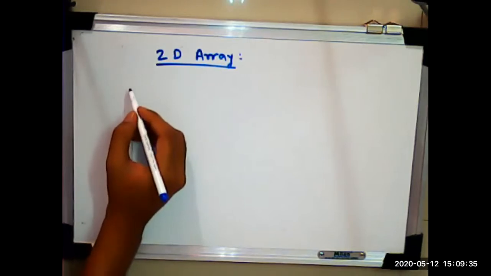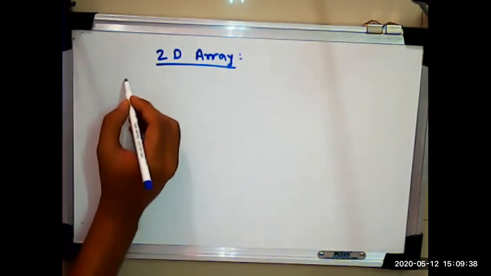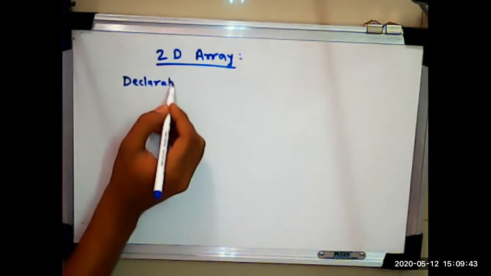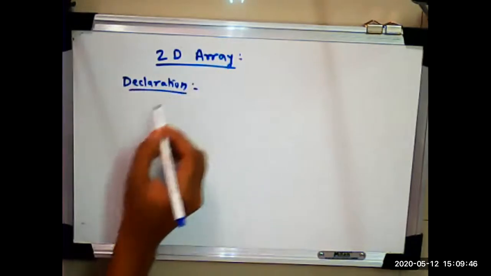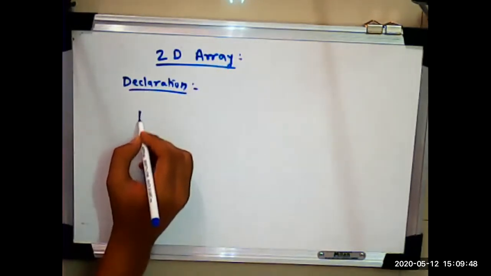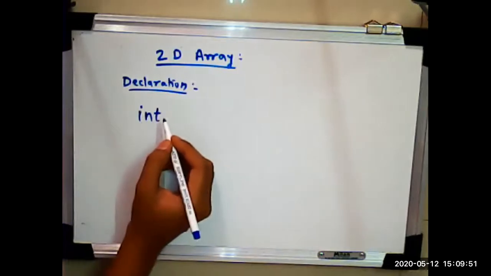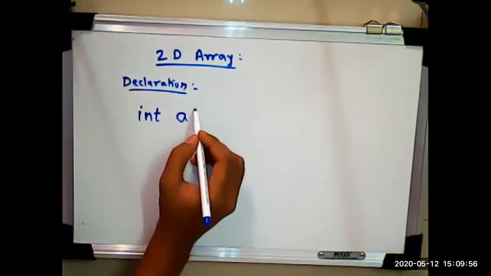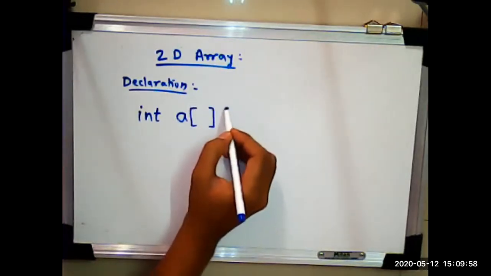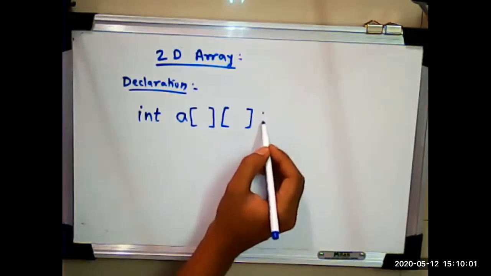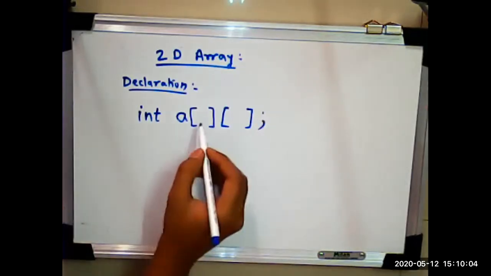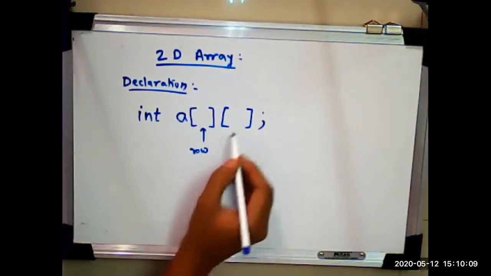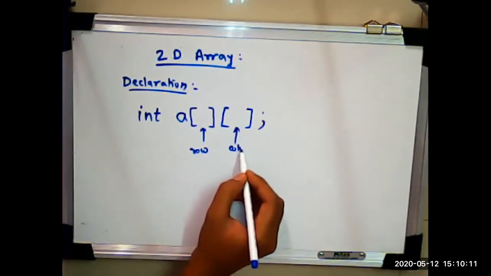So first we'll see the declaration. Take the example of an integer array: int, and then the name of the array, suppose a. Now here you have to give two dimensions. The first dimension is how many rows you want, and the second dimension is how many columns you want.